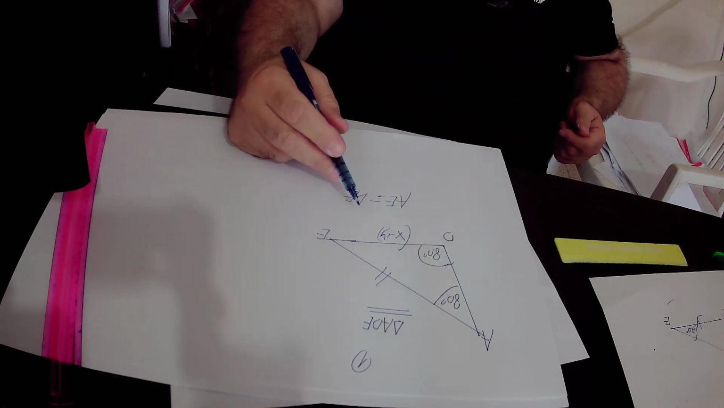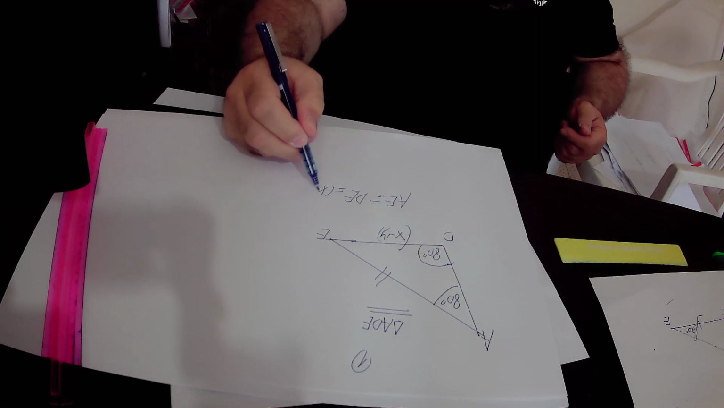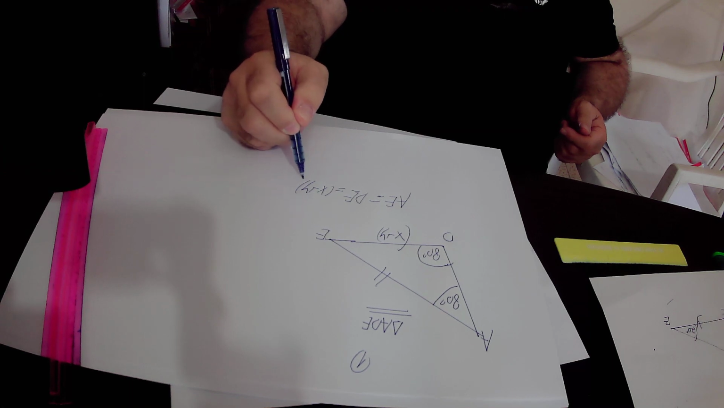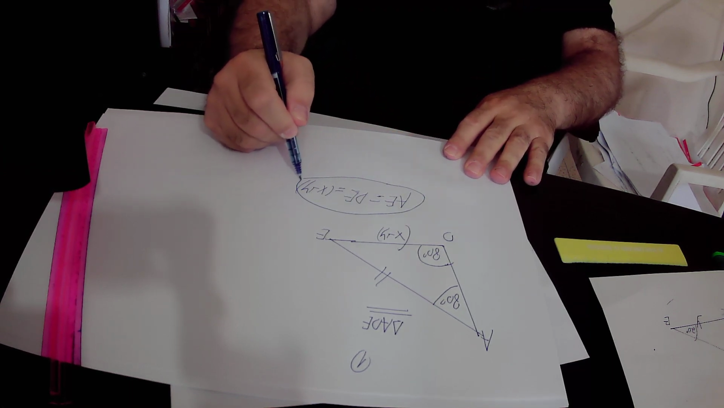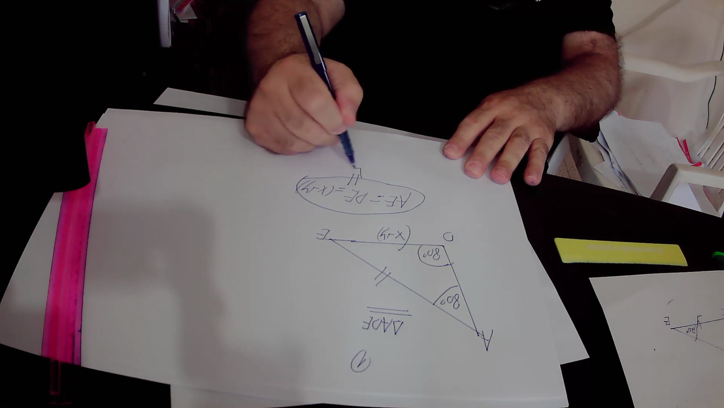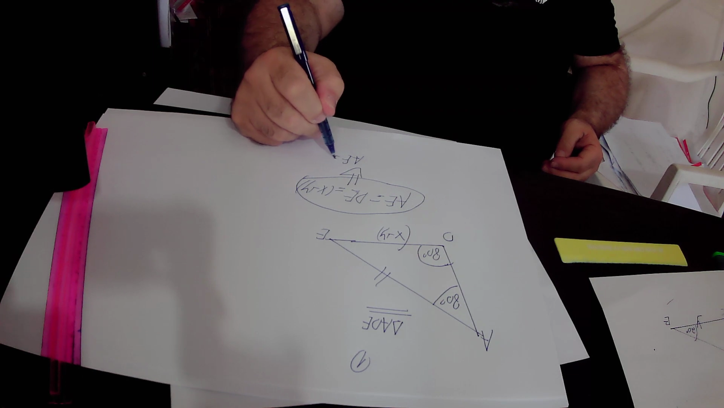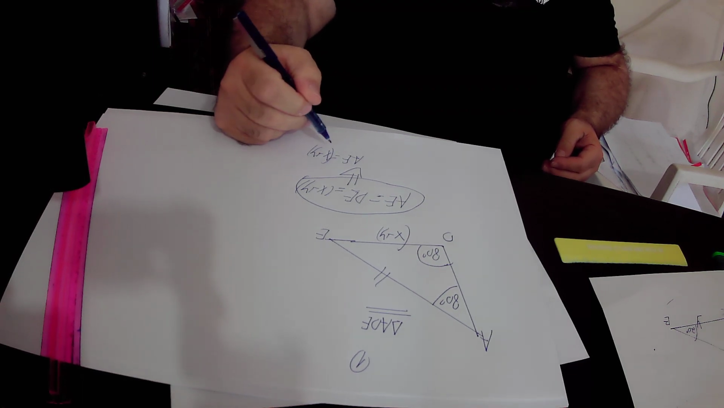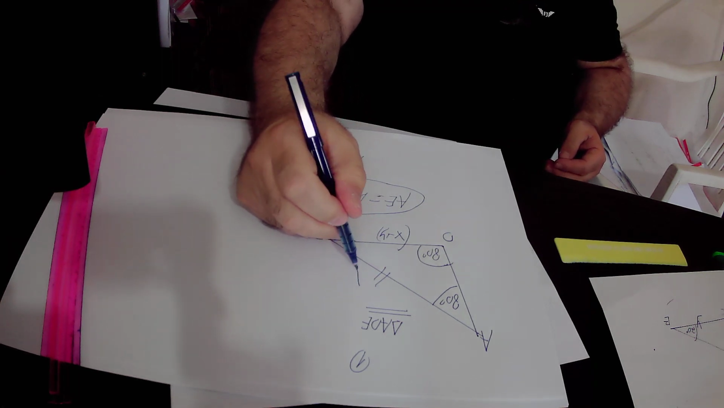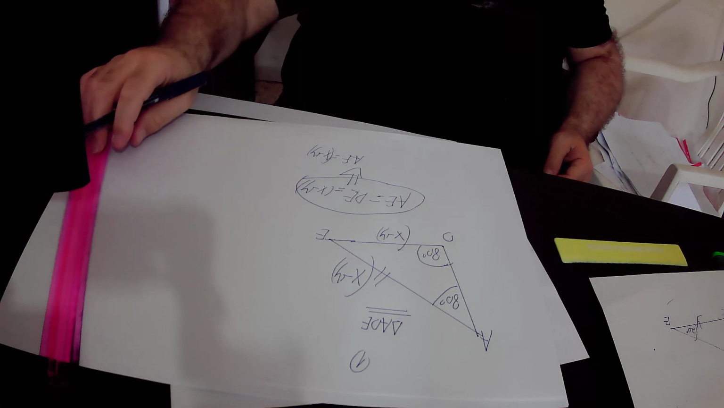But according to what we have already found out, side DE equals x plus y. So from this equation, x plus y equals DE equals AE, we will derive that side AE also equals x plus y. Here, this side AE equals x plus y.